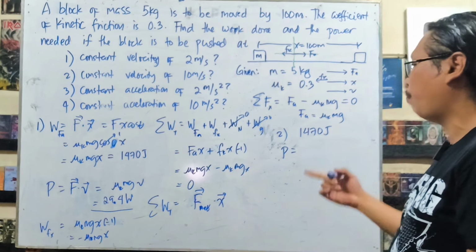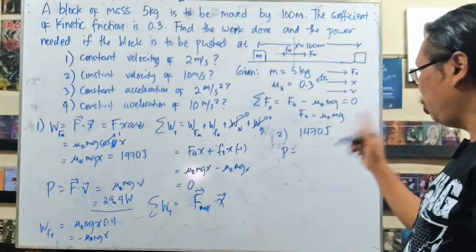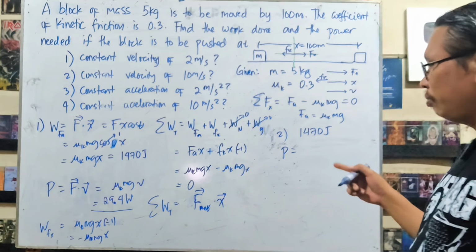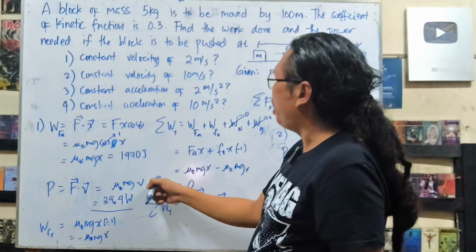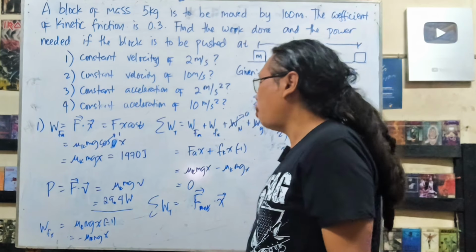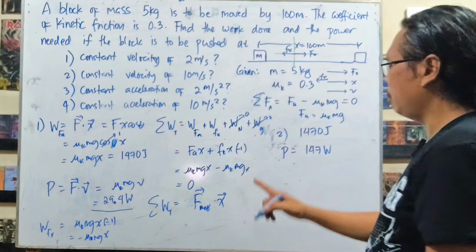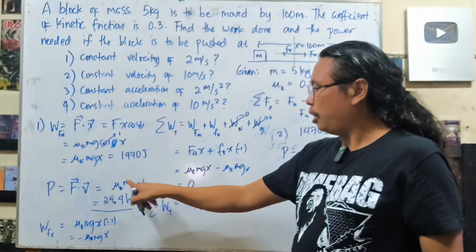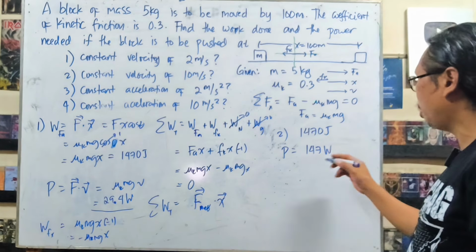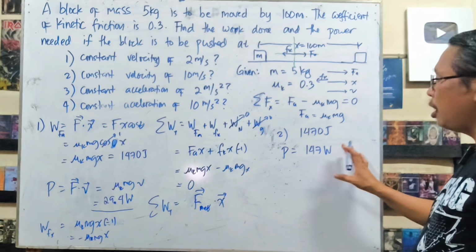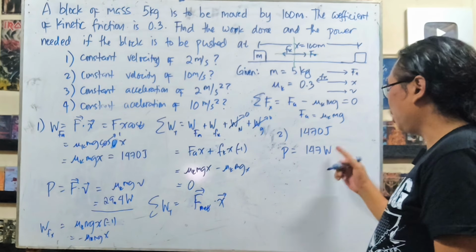The power is just equal to the force, which is, in this case, mu k mg v, and the velocity now is 10. So that's 49 times 10. That would be 490 times 0.3. This is now 147 watts. Kindly check this one, I don't have a calculator here. So this is the power.